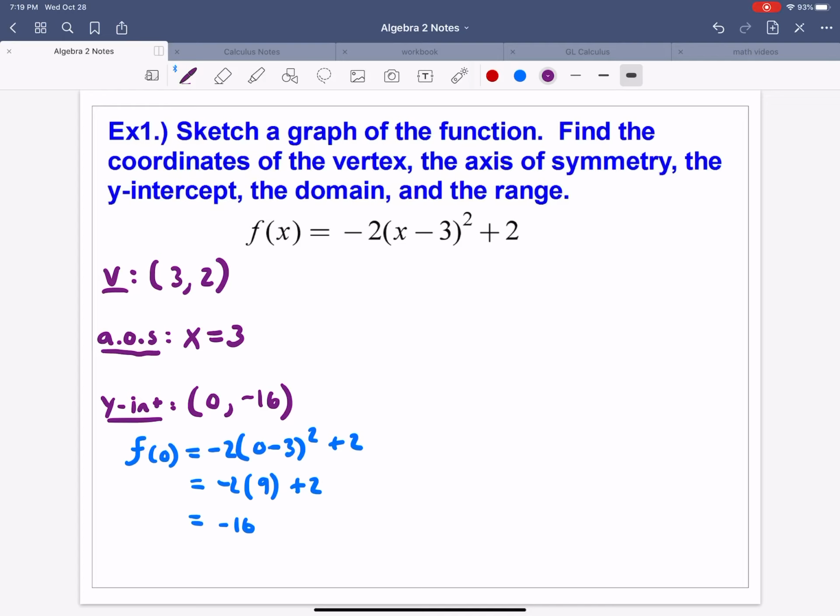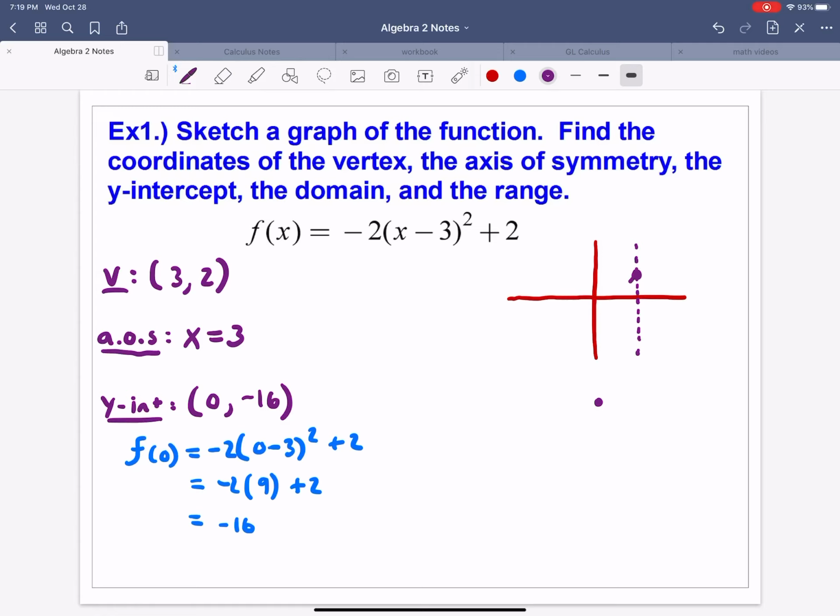Okay? So now from here, I'm actually going to draw a sketch of the graph. It's not going to be a huge sketch, just a small little sketch so we can see what's happening. My axis of symmetry is what I start with. It's over here at like x equals 3. The vertex is at (3, 2), somewhere over here. And the y-intercept is going to be way down here somewhere, like (0, -16).